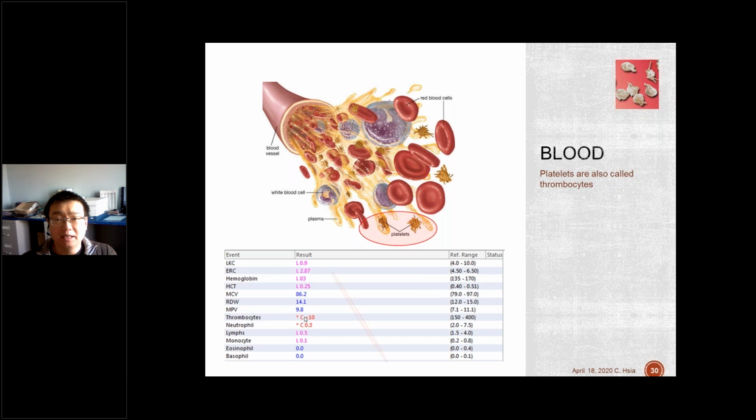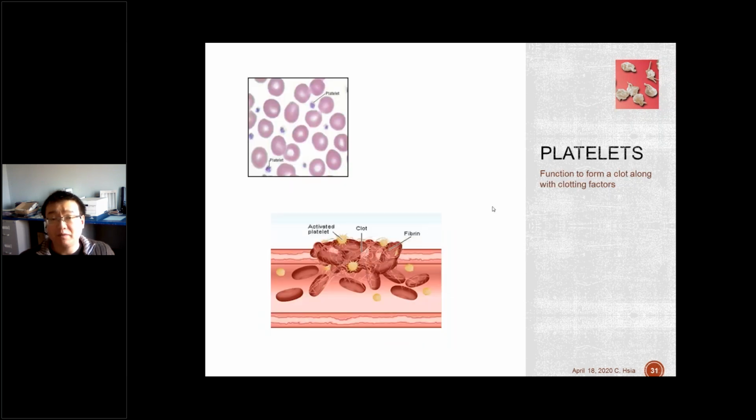Okay. So platelets, what are they important for? Platelets help to form the clot. So this is a blood vessel. If you get a cut, and you cut a blood vessel, as you know, you'll bleed. But what stops that bleed or forms that platelet plug or clot are these platelets.